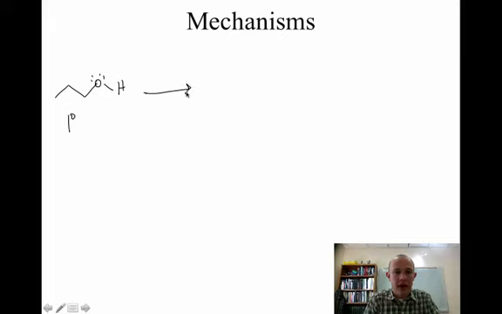We treat this with thionyl chloride, SOCl2. Here's a Lewis dot structure. So the first step is this sulfur atom is really electron poor because it's bonded to an electronegative oxygen and two electronegative chlorines. We have a lone pair of electrons that can attack that sulfur and at the same time break the sulfur-oxygen double bond.